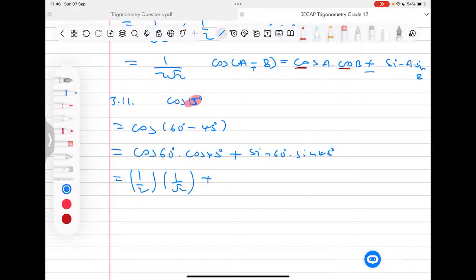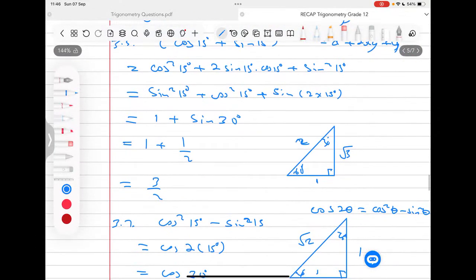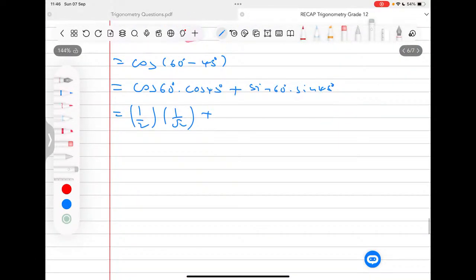Then I'm adding here the sine of 60. Let's go back there and check. The sine of 60 is going to be opposite over hypotenuse, root 3 over 2. And sine of 45, you already know that it's 1 over root 2. They're really the same as cos, if you check them on the diagram there.